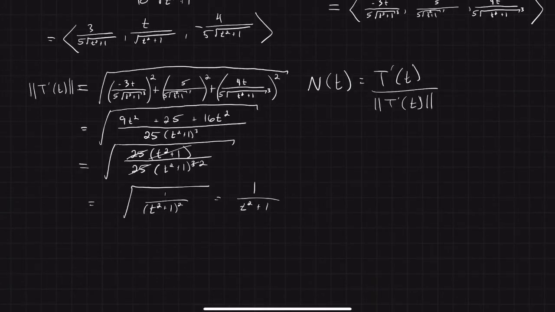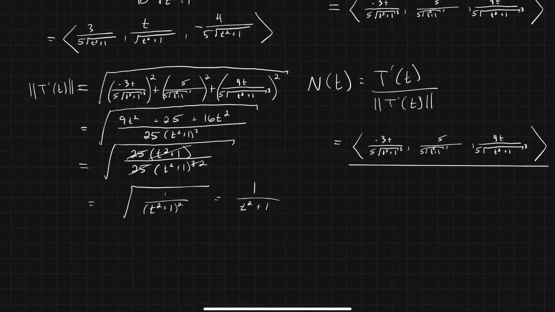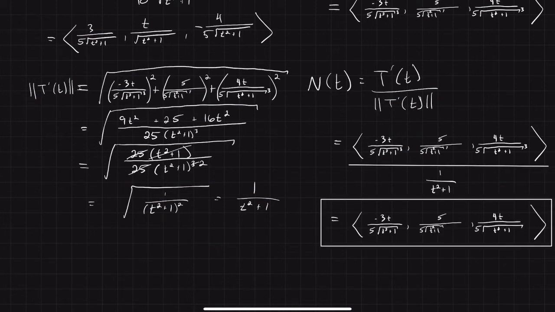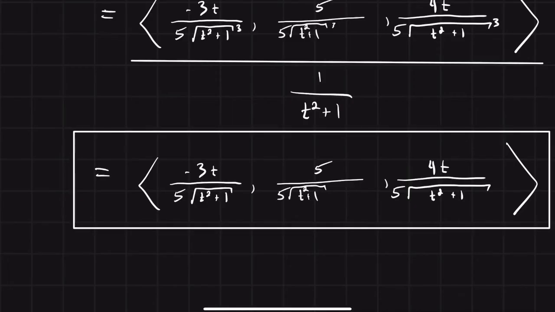Now we can find the normal vector by dividing T prime by its magnitude. So here's T prime, here's its magnitude. Since we're dividing by a fraction, you can just use keep, flip, change, and then the normal vector just simplifies to this.